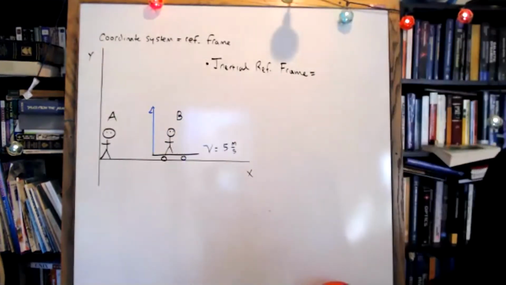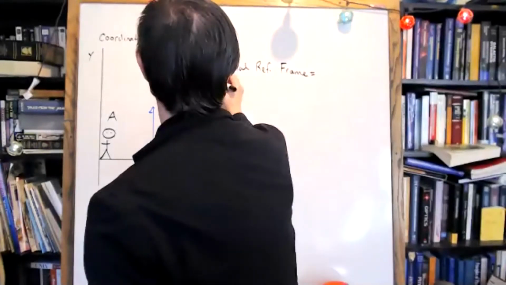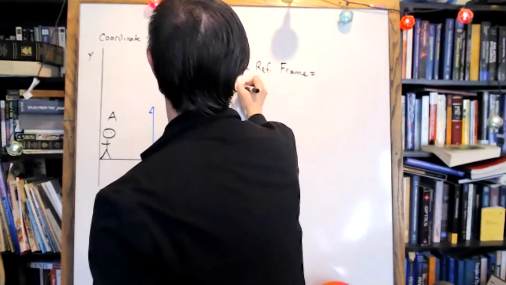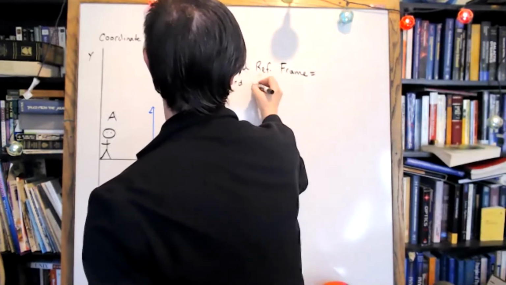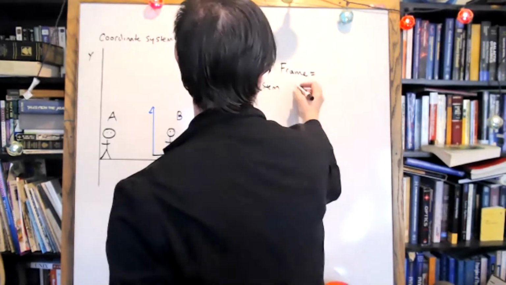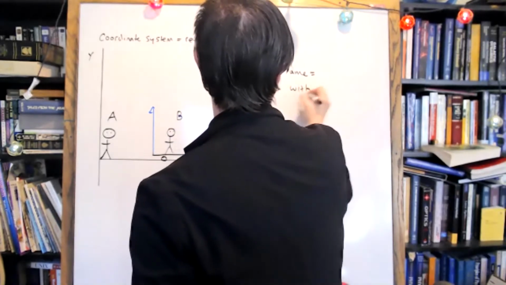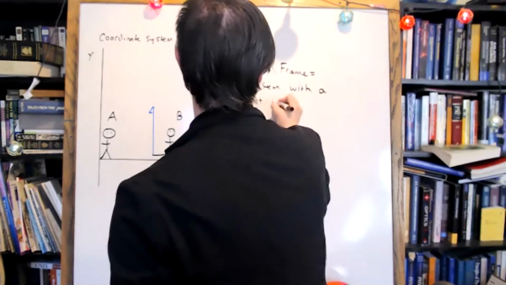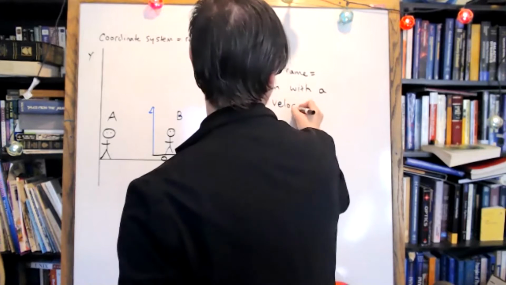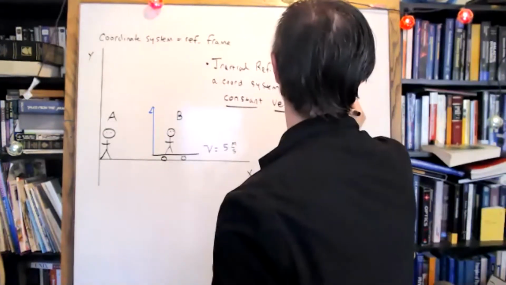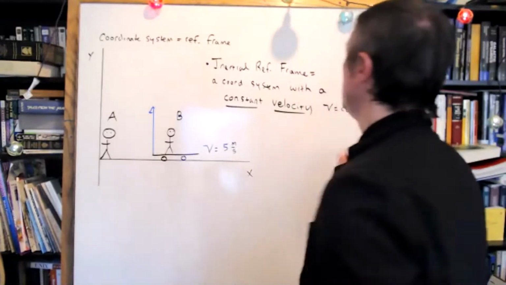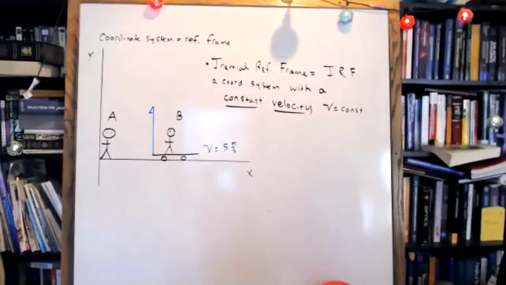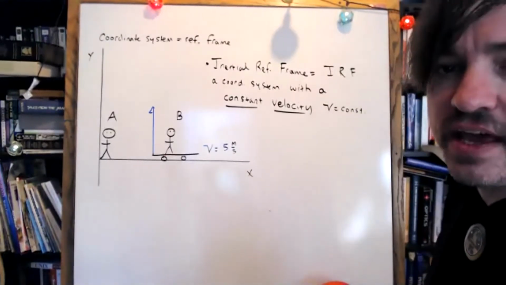An inertial reference frame is basically a coordinate system or a reference frame. Let me use abbreviations here so I can get through this quickly. A coordinate system with, here's the tricky part, a constant velocity. An inertial reference frame, which I'll sometimes refer to as an IRF going forward, is a coordinate system with a constant velocity.